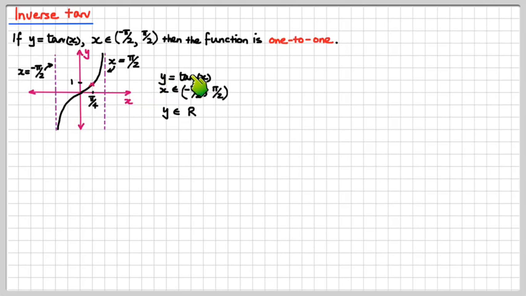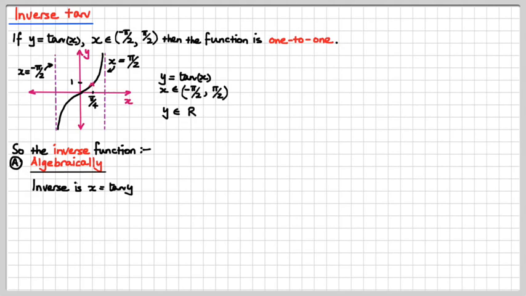So y equals tan x. x goes from -π/2 to π/2 non-inclusive, and y is anything, basically, from -infinity to +infinity. That's the original graph of tan with the principal domain. So for the inverse function, let's do the same thing as we've just done for the previous 2 functions algebraically. The inverse would be x equals tan y, where y is now an angle.